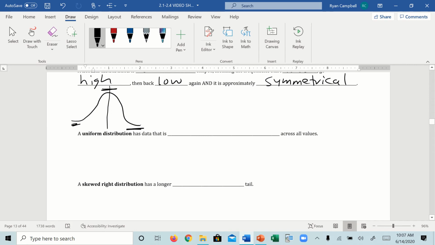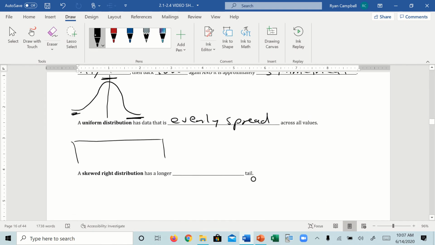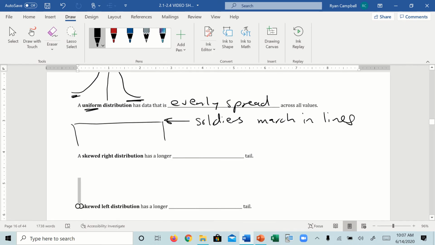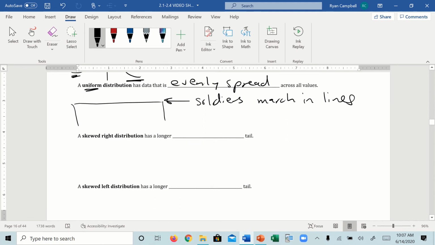Uniform. Uniform has the data that is evenly spread or evenly distributed over all the values. So essentially, it's just going to more or less look like this, just straight across. The way I think about it is, uniform: soldiers wear uniforms, and soldiers march in lines, so everybody's at the same length. Again, something stupid to think about, but if it helps, hey, go for it.